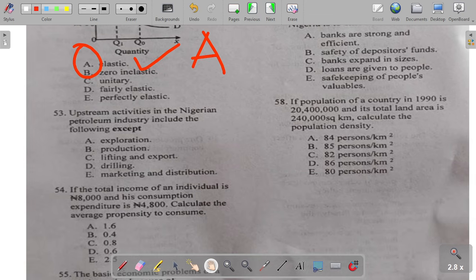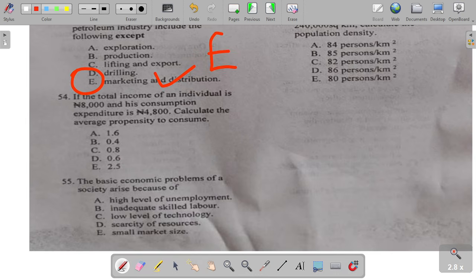So the upstream activities in the Nigerian petroleum industry include the following except number 4. Exploration, upstream, that is people who drill oil in the sea, production, of course, lifting and exporting, of course, drilling, of course, marketing and distribution. No, this is downstream. This is under the downstream sector.